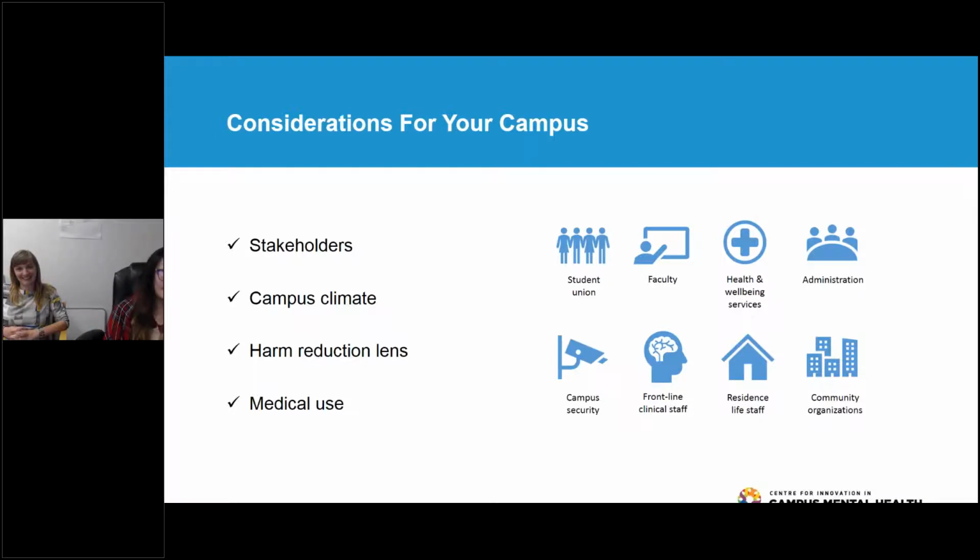And finally, medical use. It's important to bear in mind the distinction between medical use and non-medical use of cannabis. So your campus, student and employer accommodation policies related to the use of cannabis for medical purposes should be revisited to see if they require any changes in relation to new legislation.